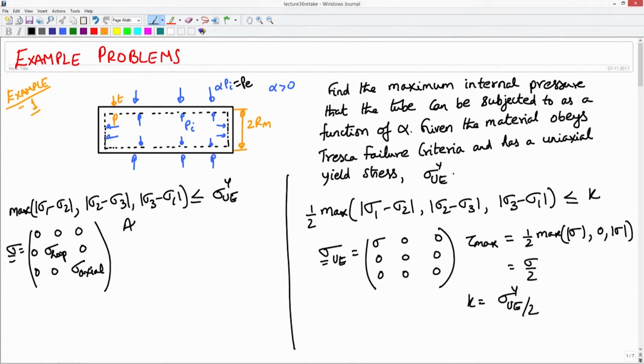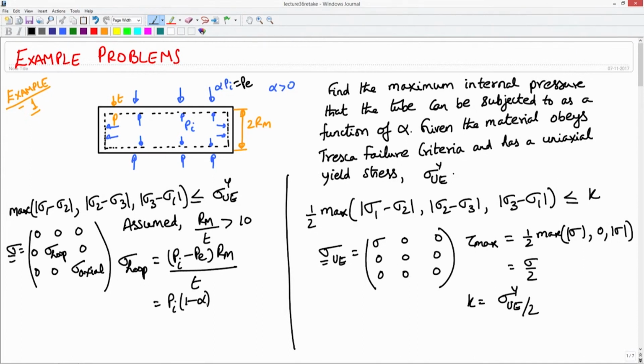Now, what I have done is I have assumed R_m by T is greater than 10. So, I can assume the pressure vessel to be a thin walled vessel, so that the hoop stress, as we saw in the previous lectures, is given by (P_I minus P_E) into R_m by T, which in our case will be P_I into (1 minus alpha) R_m by T. Similarly, the axial stress is given by P_I R_m by 2T. I am assuming the external pressure is not contributing to the axial stress. We gave an argument why it won't when we saw thin wall pressure vessels.